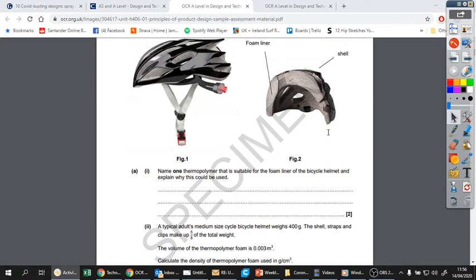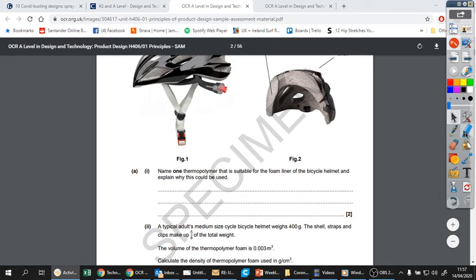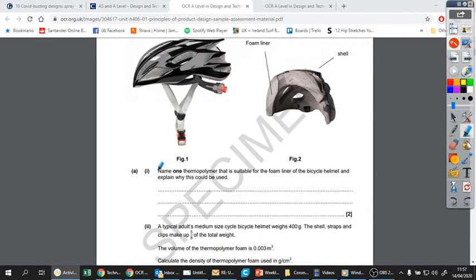Now next thing, when this allows me to scroll down, let's go through the first question. The first question is about this one thing. It says name one. This one you have to know the answer; there's no way of getting out of it. Name one thermopolymer that's suitable for the foam liner of the bicycle helmet. Explain. It's saying that this bit is the foam liner.